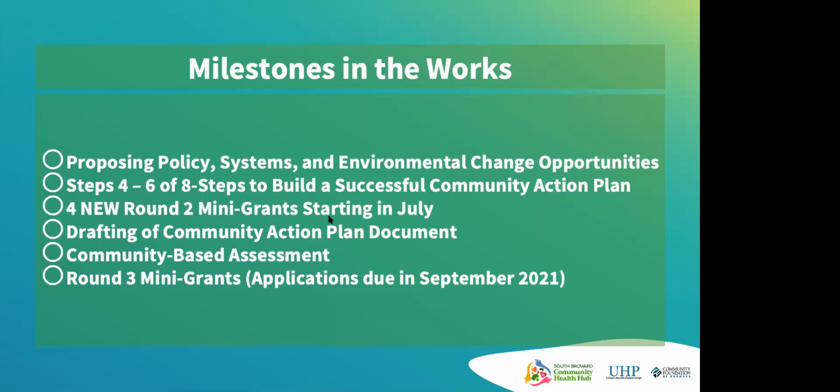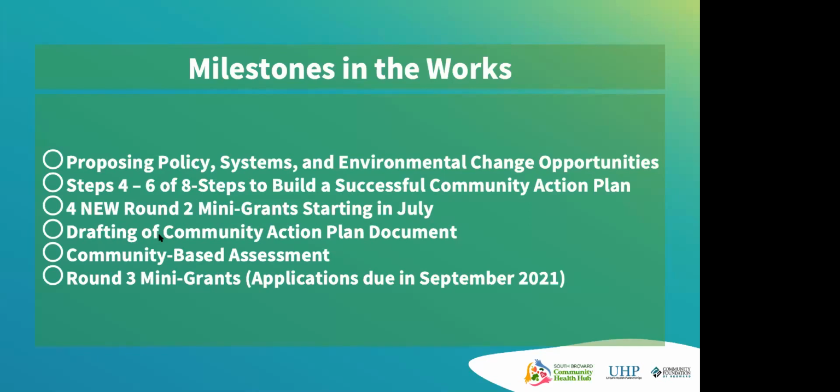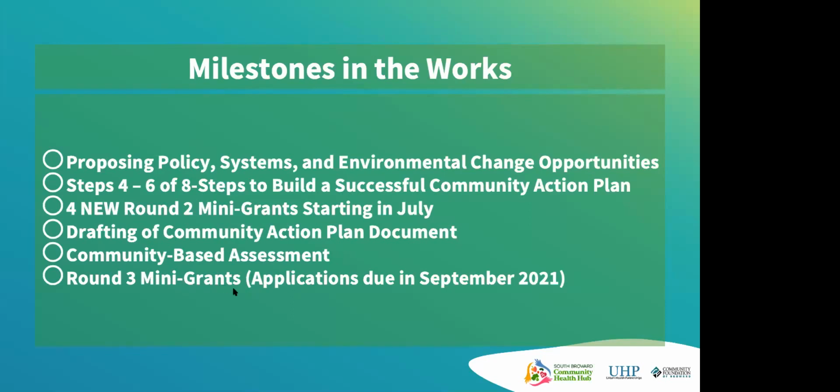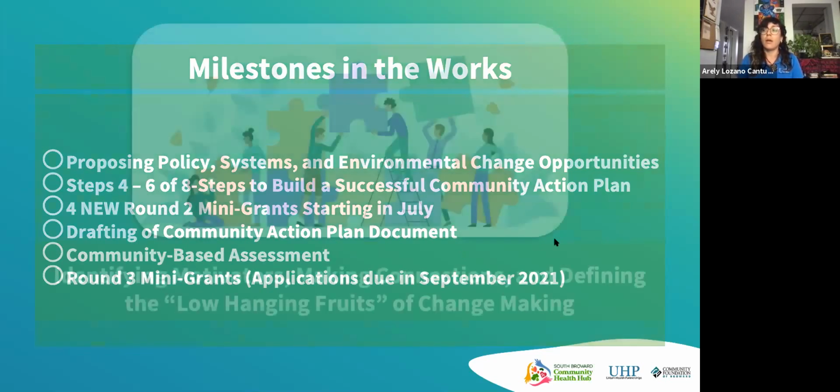We will have 4 new round 2 mini grants starting in July. We are starting to draft the community action plan based on all of these meetings. After this meeting, we'll start creating a draft document itself that we'll all be able to see and work on and develop further. And then we'll also establish a round 3 of mini grant applications that I'll send more information about through our newsletters as well.